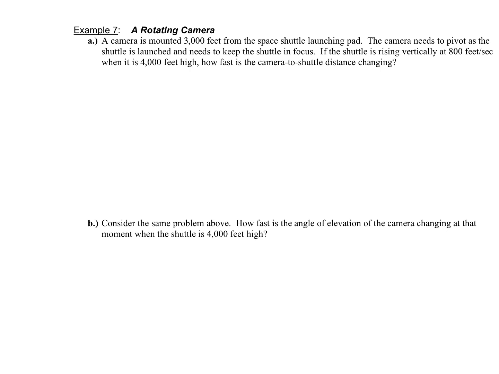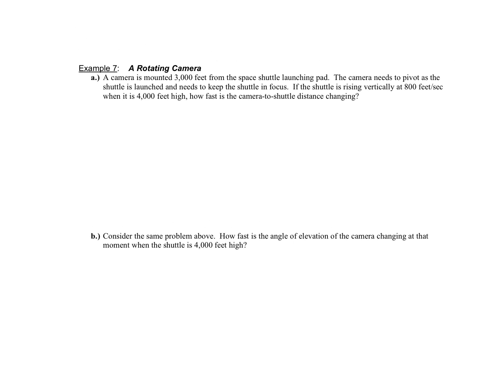So this says we've got a camera mounted 3,000 feet from the space shuttle launching space. The camera needs to pivot as the shuttle is launching and needs to keep the shuttle in focus. If the shuttle is rising vertically at 800 feet per second, when it is 4,000 feet high, how fast is the camera to shuttle distance changing?